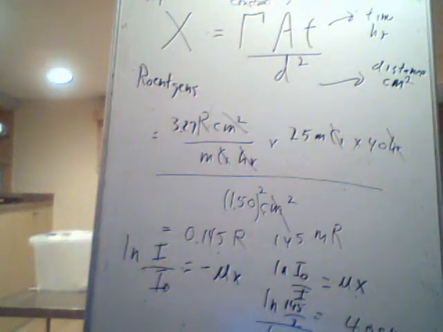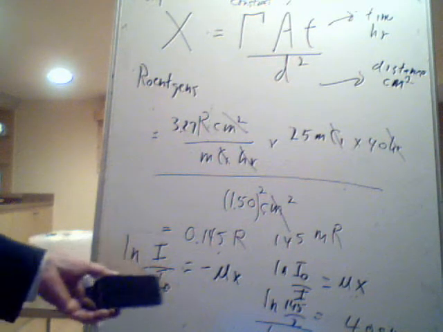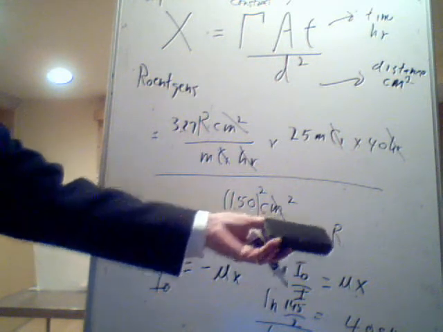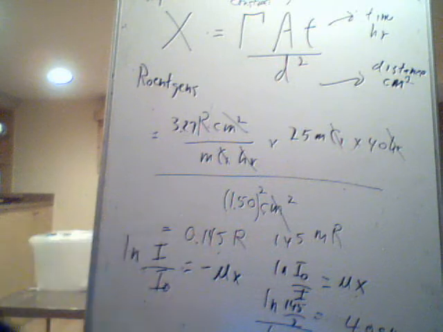So that is actually the amount of shielding that we would need to cut the exposure for this person. If we had 4 centimeters of lead, we could cut the exposure from 145 milliroentgens per week down to 2 milliroentgens per week. Quite a bit of savings.